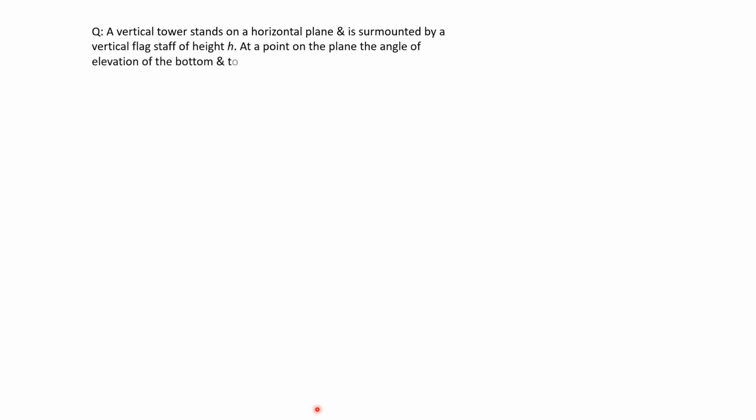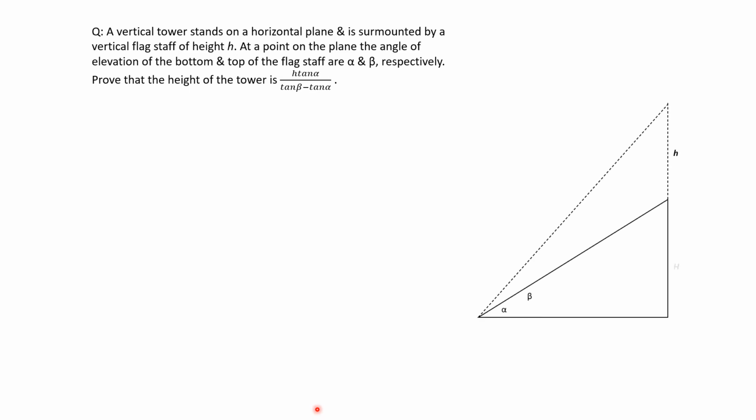The next question states, a vertical tower stands on a horizontal plane and is surmounted by a vertical flag of height h. At a point on the plane, the angles of elevation of the bottom and top of the flagstaff are alpha and beta respectively. Prove that the height of the tower is h into tan alpha whole divided by tan beta minus tan alpha. Let's draw the picture first.